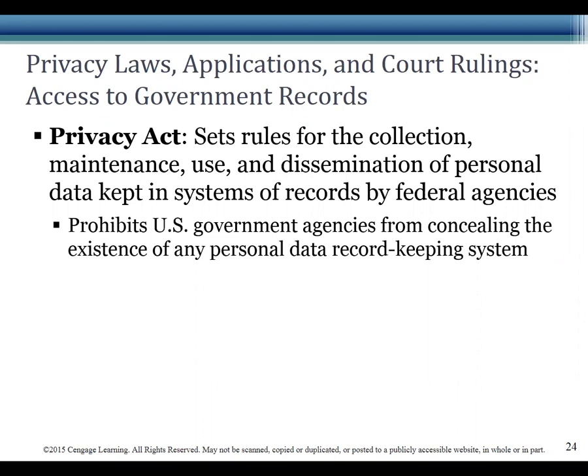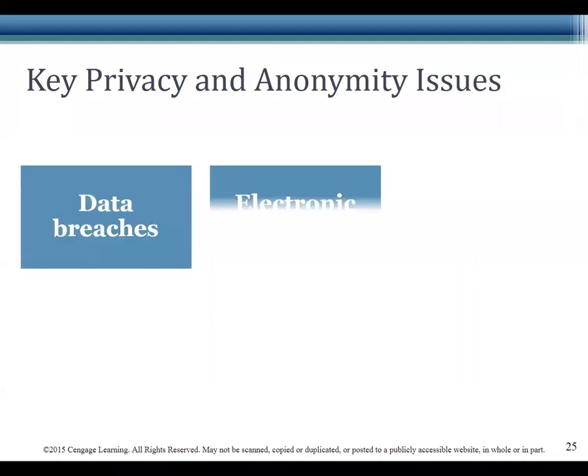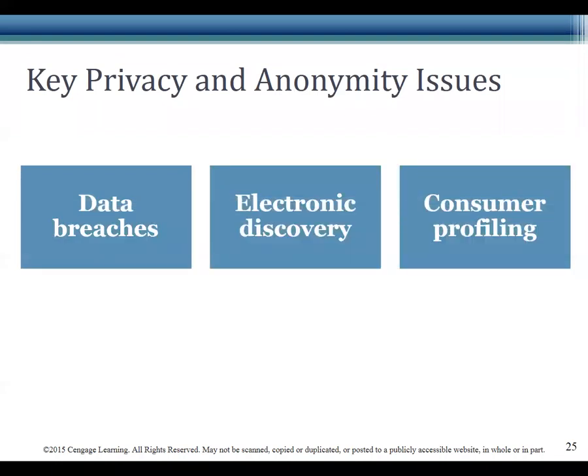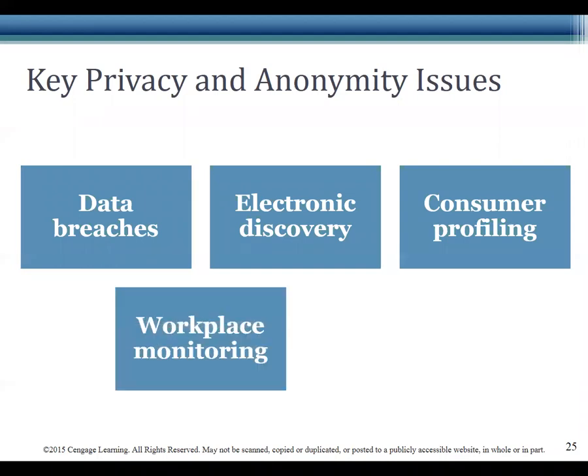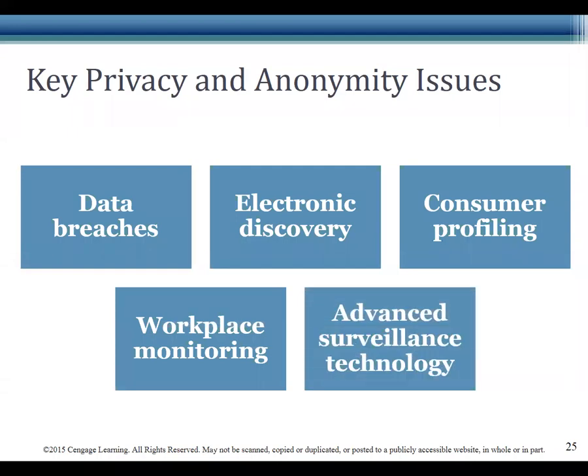The Privacy Act sets rules for the collection, maintenance, use, and dissemination of personal data kept in systems of records by federal agencies. It prohibits U.S. government agencies from concealing the existence of any personal data record-keeping system. Key privacy and anonymity issues: data breaches. We haven't heard of any of those, have we? Electronic discovery, consumer profiling, workplace monitoring, advanced surveillance technology.